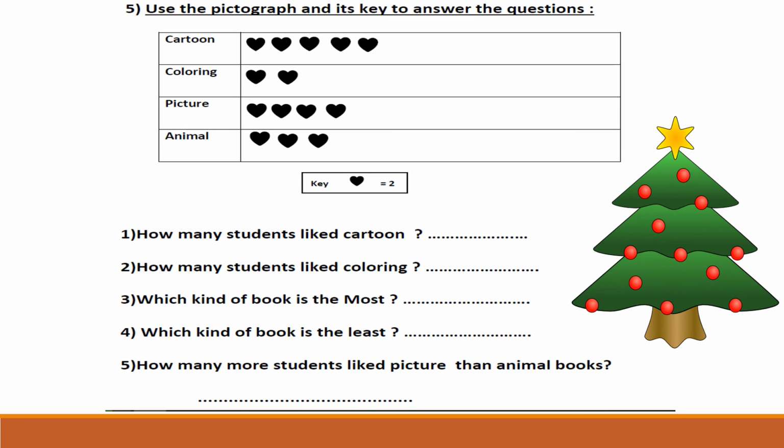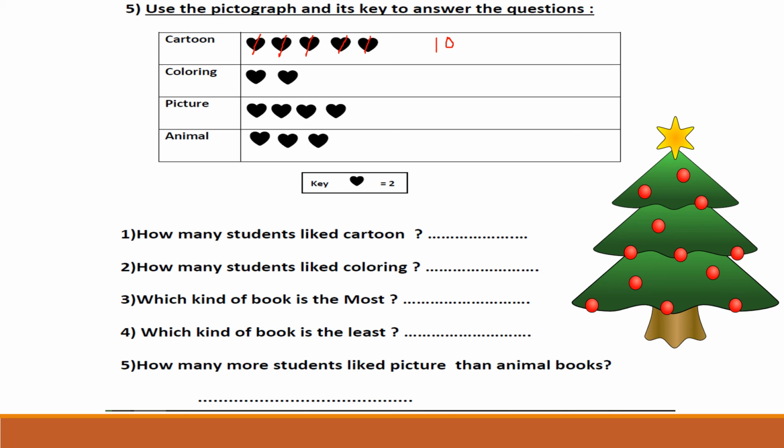And the last one here, I have this pictograph. Okay, so here when you see the pictograph, Junior 2, you should search about the key. So the key tell you 1 heart equal 2. So now we're gonna count by 2. Okay, let's count by 2. So how many carton here? 2, 4, 6, 8, 10. It will be 10 here.